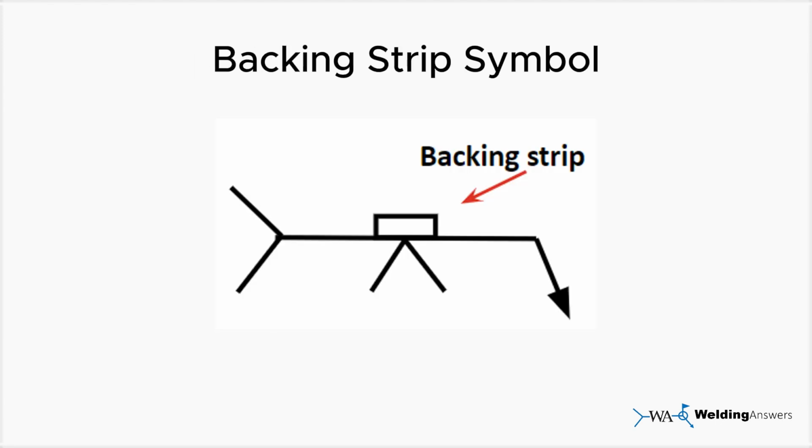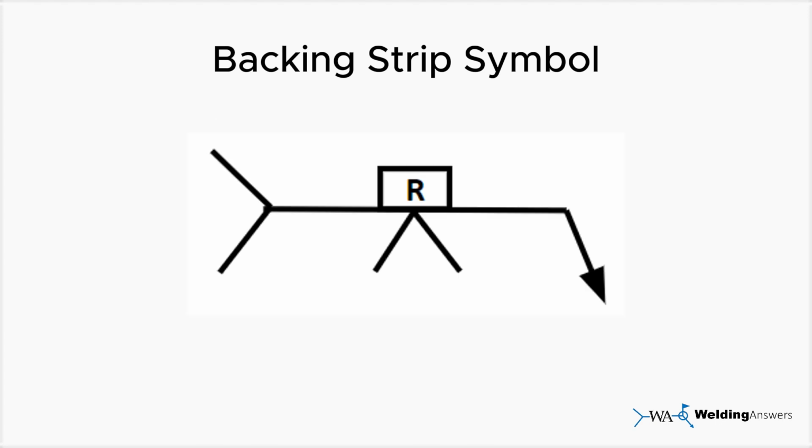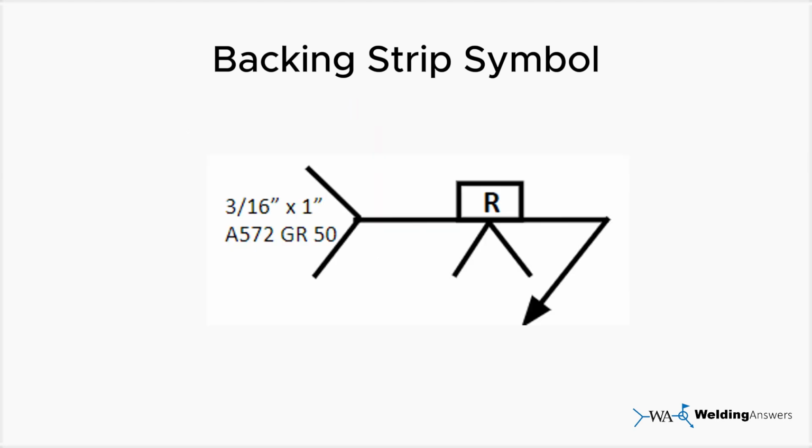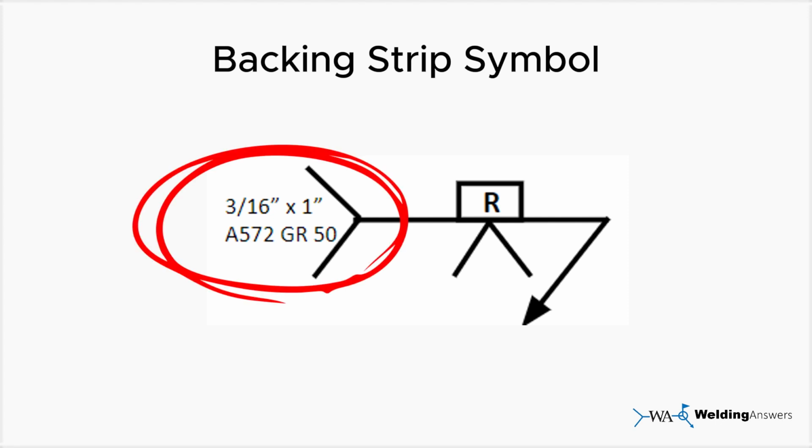Backing strip symbol. The backing strip symbol is a rectangle, similar in appearance to the spacer symbol, placed on the side of the reference line opposite to the groove weld symbol. For certain applications, the backing strip needs to be removed after welding. If this is the case, an R must be placed inside the backing strip symbol. As with other spacers and consumable inserts, the type of material and its dimensions must also be specified in the tail section of the welding symbol.